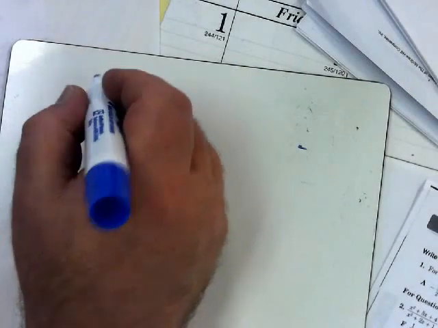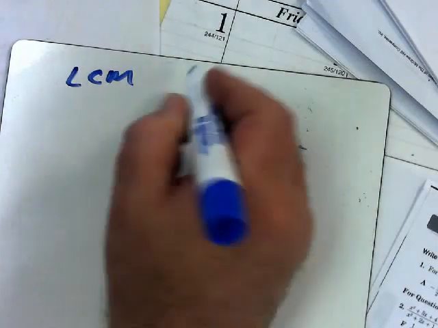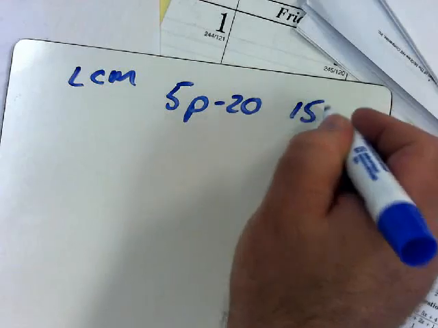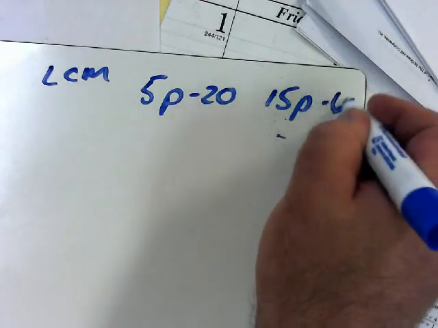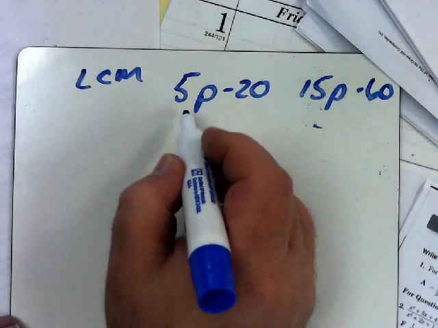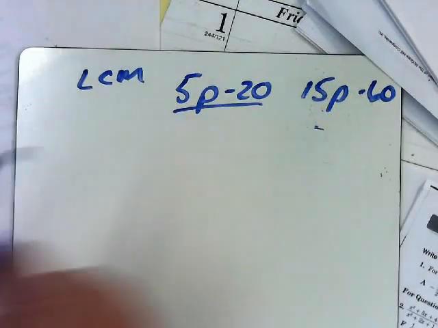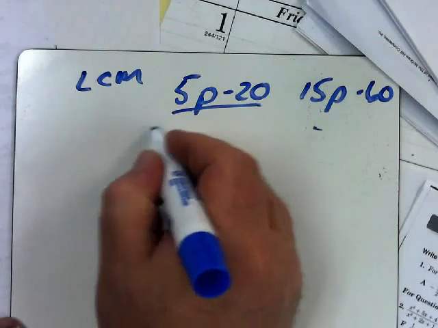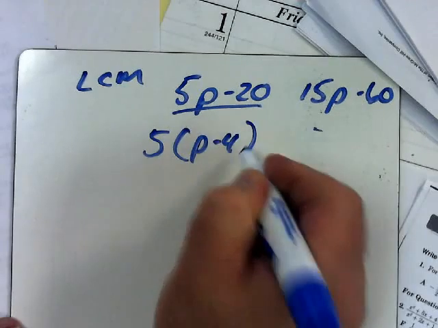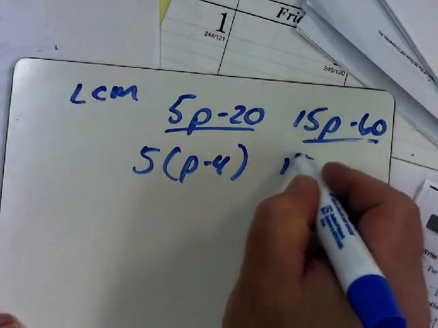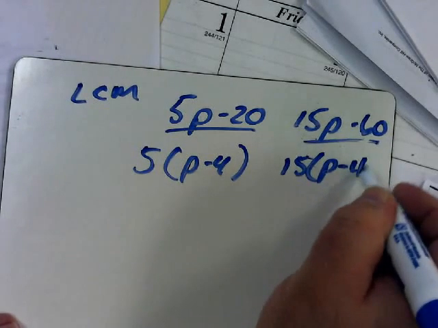Problem number 7. It asks, find the least common multiple for 5p minus 20 and 15p minus 60. Is there a common factor here? That'd be p minus 4. Is there a common factor over here? Which will also be a p minus 4.